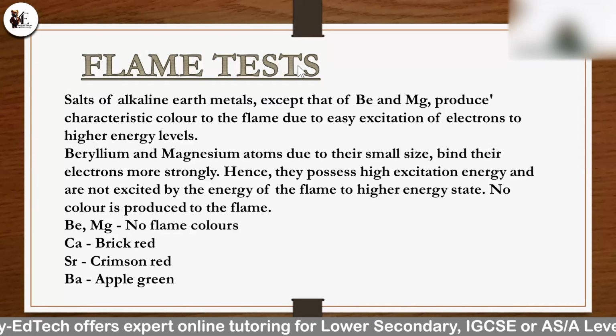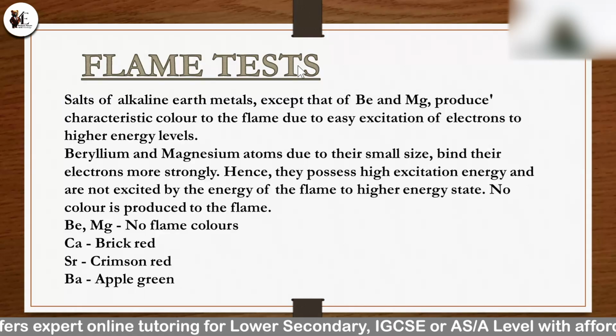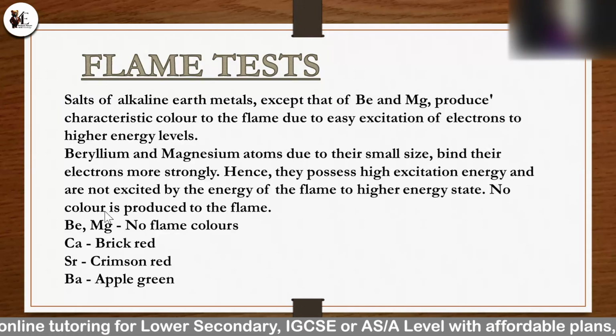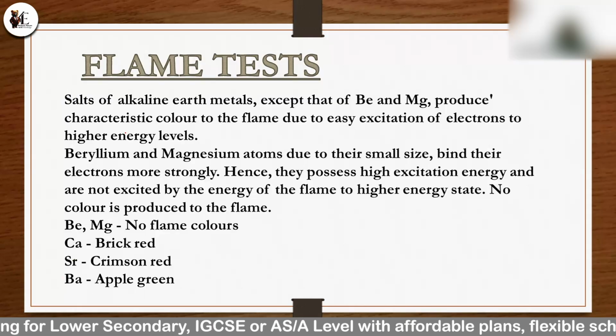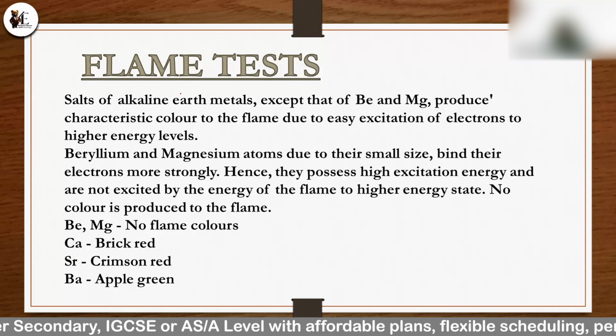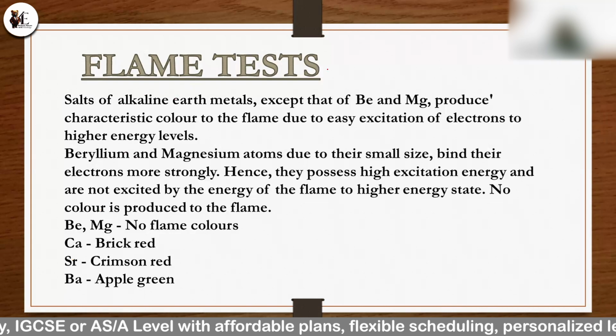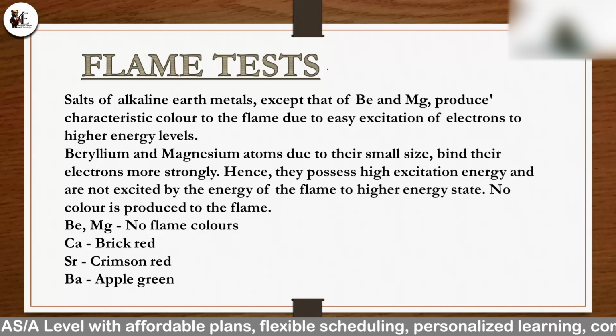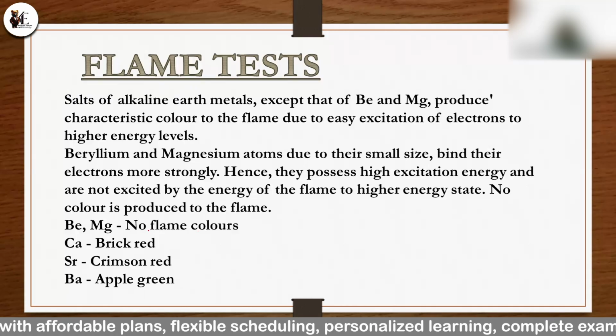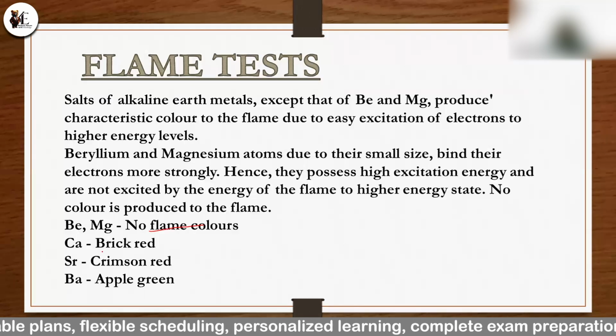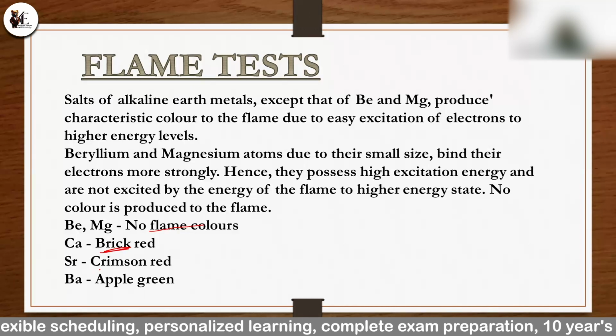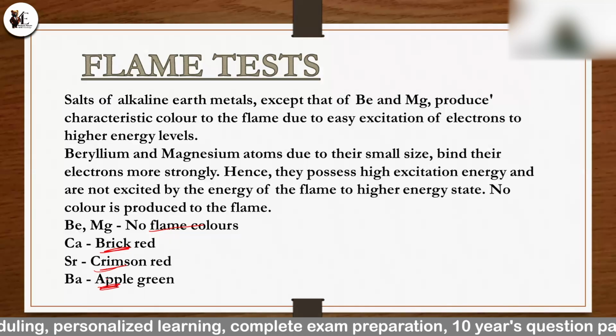Okay, so very good. Can you hear me? Yes, I can. So now today we are doing flame test. What is flame test? As we have already covered the colors, beryllium and magnesium, due to their small size, produce no flame colors. Calcium forms brick red, strontium forms crimson red, and barium forms apple green color.